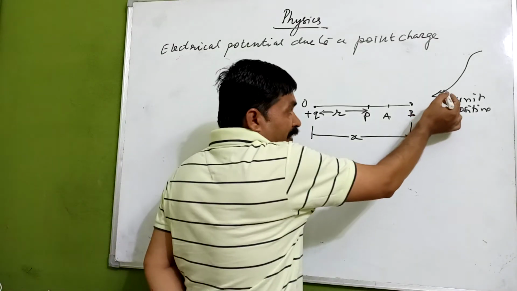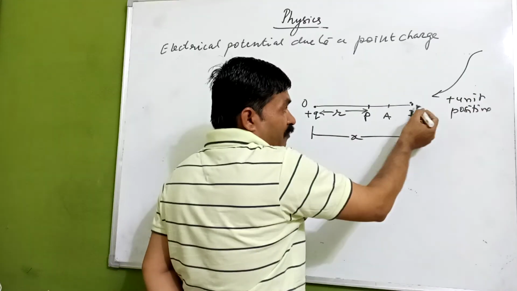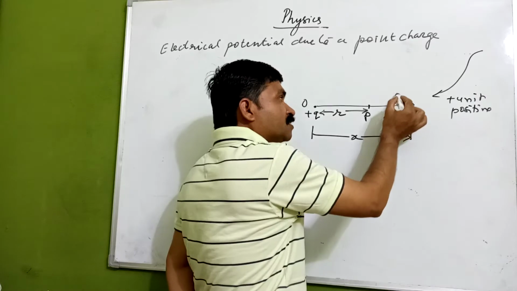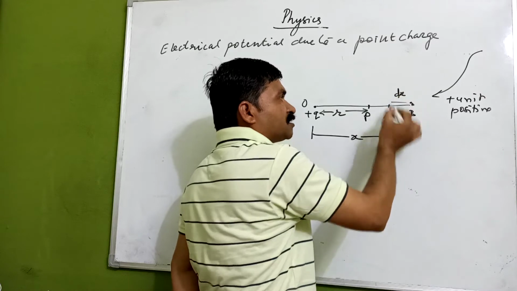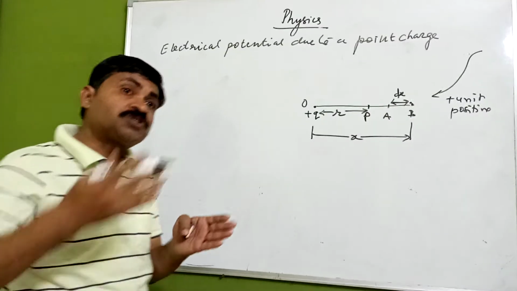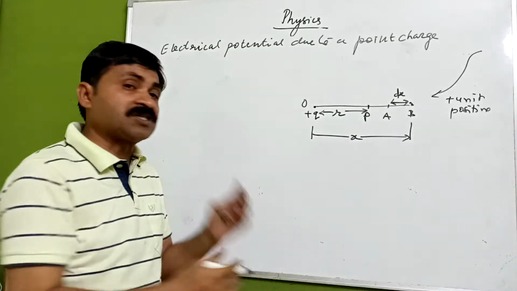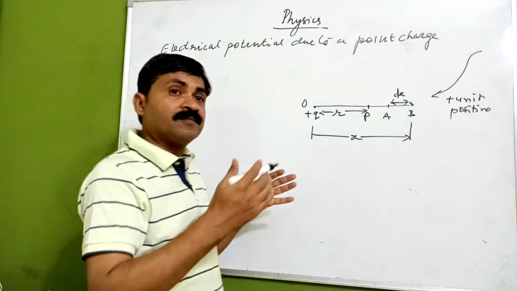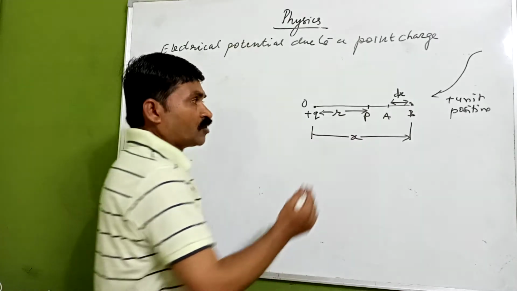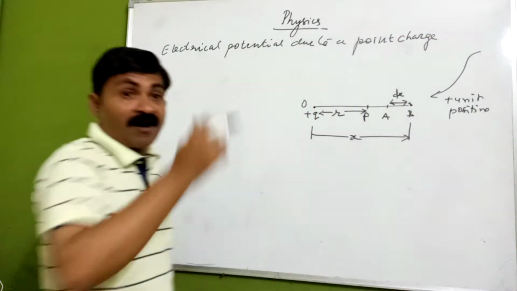Now if we are bringing this positive charge from infinity to this point, and if we move from this to this, we are assuming a very small distance dx. This is a very small distance dx. So we have to do some work, and work done per unit positive charge will give the electric potential. So here first we will define the work done.